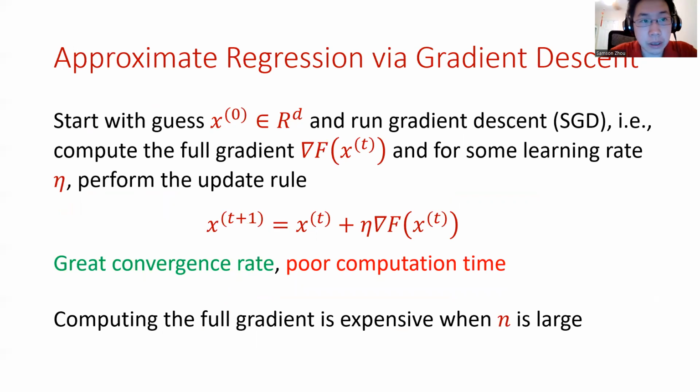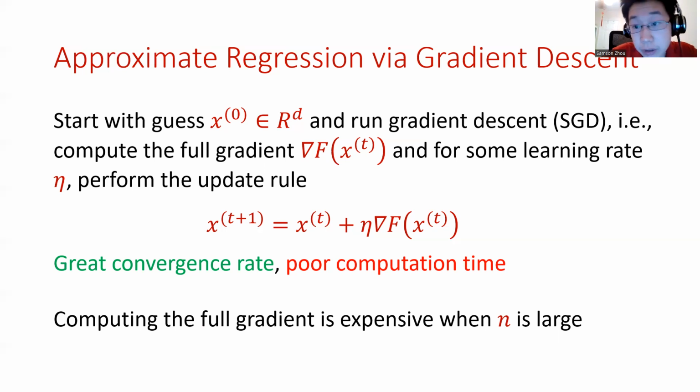So instead of computing regression directly, because for some problems there may not be a closed form solution, what can we do? Well, one thing we can do is gradient descent. We can start with a guess x0 in the d-dimensional space, and we can run gradient descent and compute the full gradient. Then for some learning rate eta, we can perform the update rule so that to the current iterate, let's say x_t, we add eta, the learning rate, times the full gradient applied to the current iterate, and that gives us our new iterate x_{t+1}.